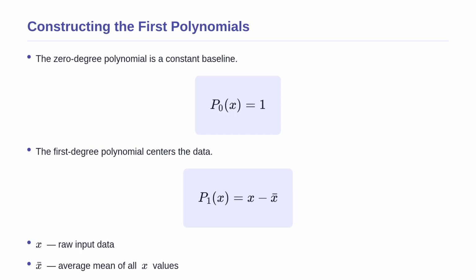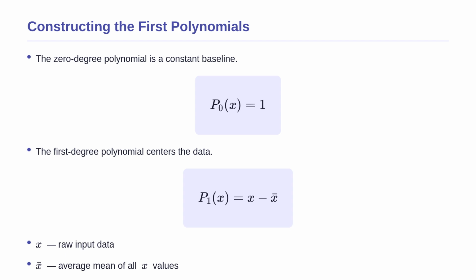Now that we have our general model, let us build these polynomials step by step. We start with the very first term, the zero-degree polynomial p0 of x. This simply equals 1. It represents the constant term or the baseline average of our model. It has no x in it, so it never changes.